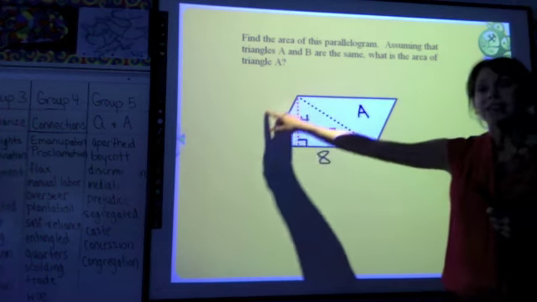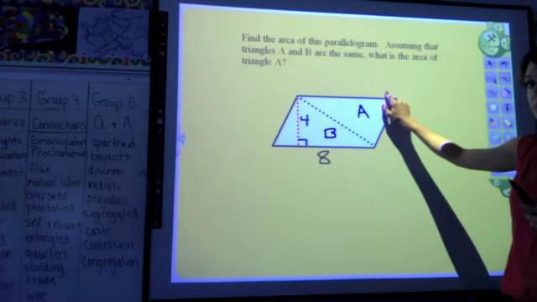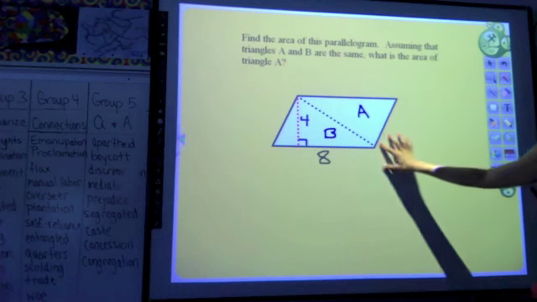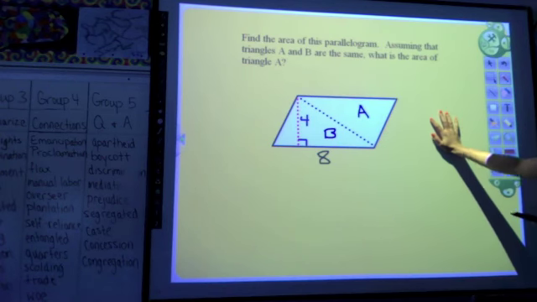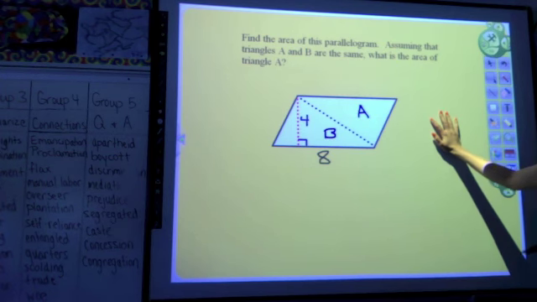So after you find the area of the parallelogram, you should be able to tell us the area of triangle A. Go ahead and solve that on your practice problem sheet and be prepared to explain to your group how you solved this problem on Monday. Good luck!